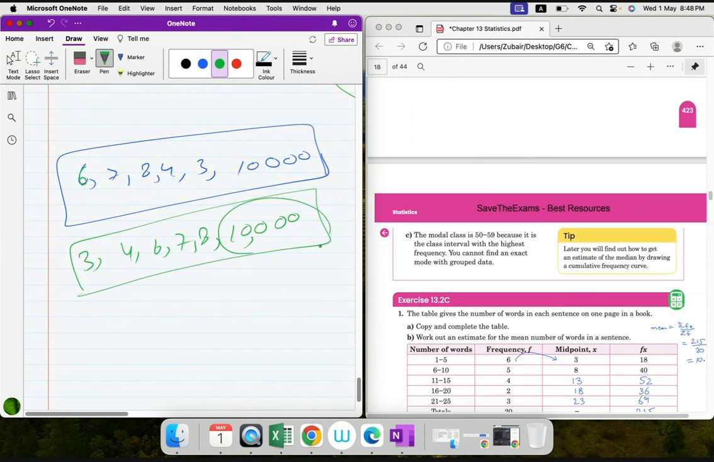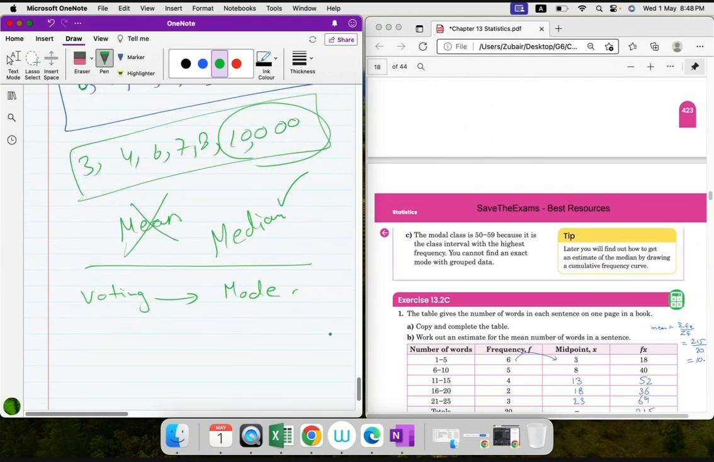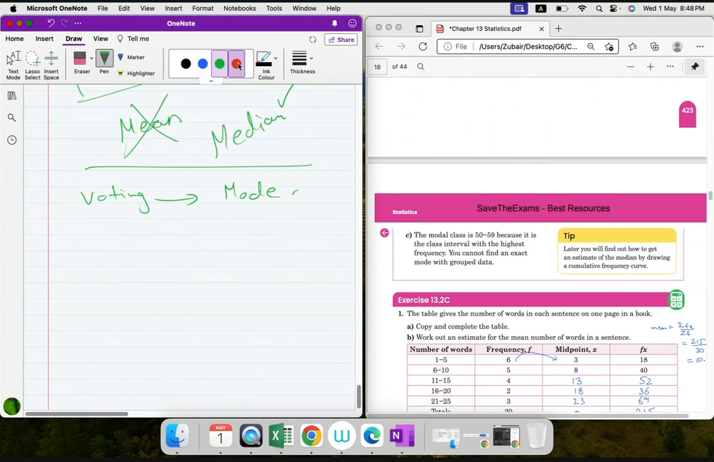So whenever we have an outlier, mean is not an option, okay? Median is the option. And whenever we are casting votes, mode is the answer. And when it says, why is it not suitable? Sample size is the answer. Sample size is small.